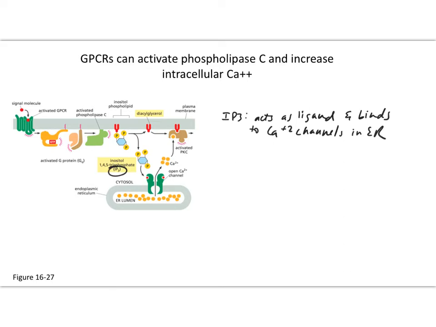A little backstory is that calcium is found at very high levels in the ER, and in particular in muscle cells. The ER is called the sarcoplasmic reticulum, and it has incredibly high levels of calcium ions. When IP3 binds to this channel protein, it opens it, and that means that the calcium, which is at high levels inside the ER, will flow out down its concentration gradient.